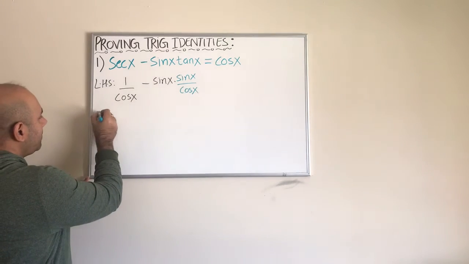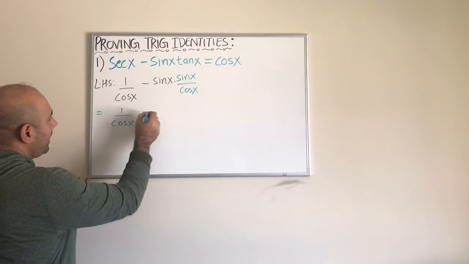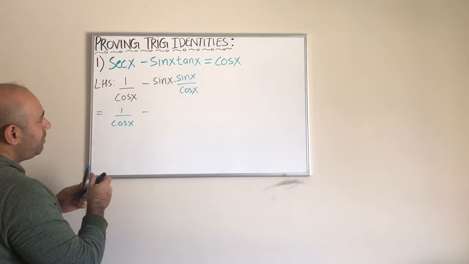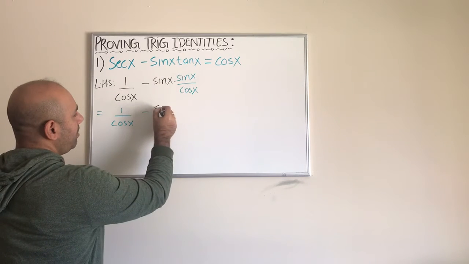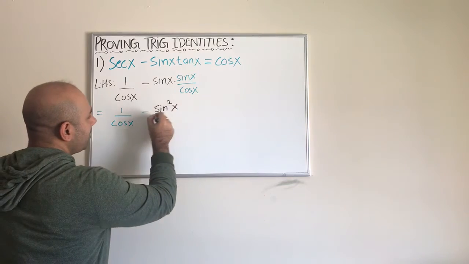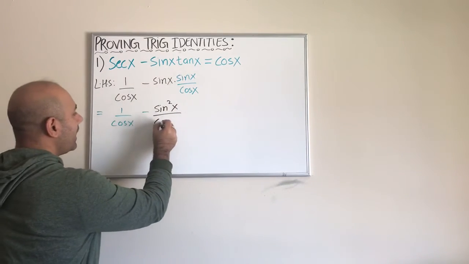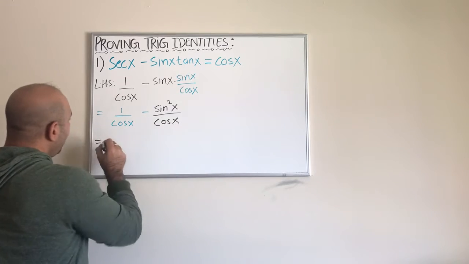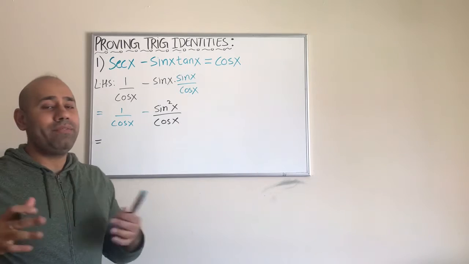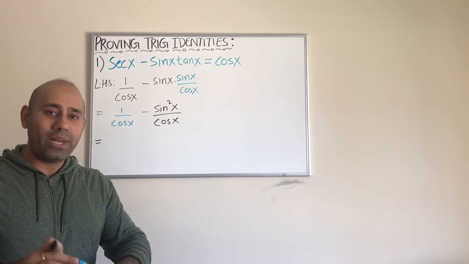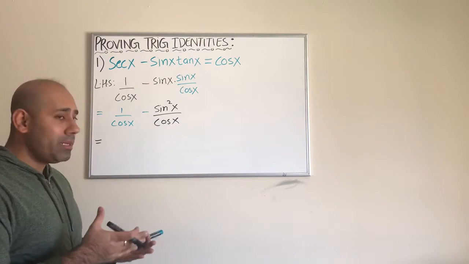Let us simplify this further. So it's 1 over cosine x minus, and when I simplify this piece, it will become sine x times sine x, which is simply sine square x, right? Nothing really crazy going on here. And then there's a cosine x in the denominator. Luckily for us, both have the same denominator, right? If they didn't have the same denominator, then we would have to do an extra step to get the same denominator, but they already have the same denominator.